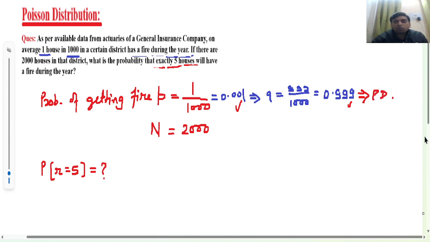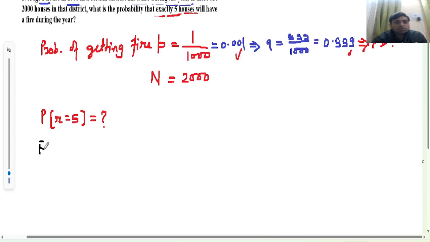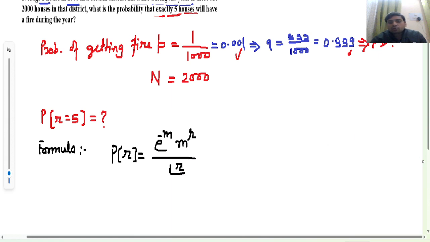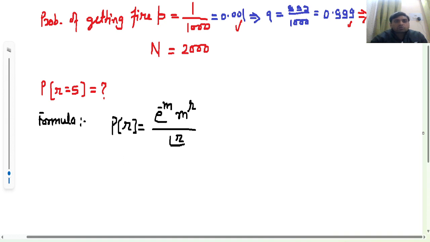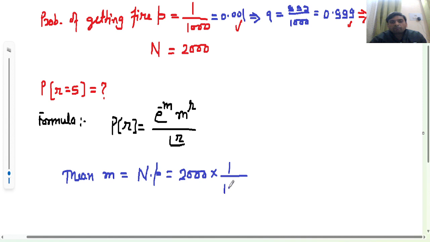Now first we will see the formula for probability of Poisson distribution, that is P(r) equals e raised to the power minus m, m raised to the power r, divided by factorial r. So first thing, calculation of m. So this m is the mean of this distribution. So mean m equals capital N multiplied by p. So for this data, N equals 2000 and p equals 1 upon 1000, and on multiplying this you will get m equals 2.